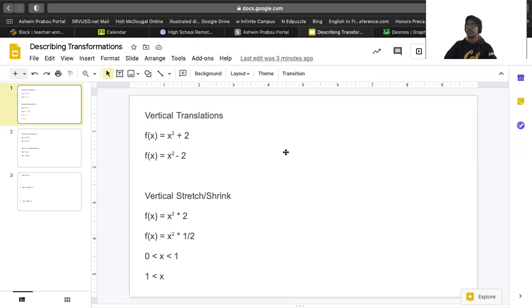So the first one we have here is vertical translations, and some examples we have are f of x equals x squared plus 2, and f of x equals x squared minus 2. Now, the graph of f of x equals x squared plus 2 would have the parent function, x squared, move up 2 units on the graph, while f of x equals x squared minus 2 would move it down 2 units.